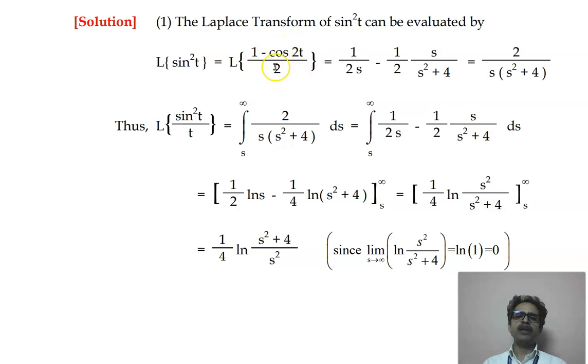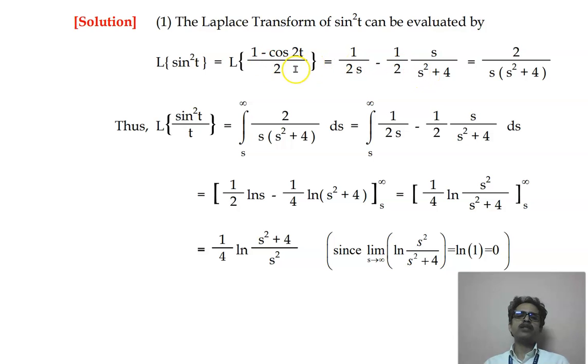Then you can split this ratio in two terms, 1 upon 2 minus 1 upon 2 cos 2t. So you will find here two terms in the bracket. Laplace of these two terms will be very easy. Apply the linear property, apply the first table to find the Laplace transform. In the first term, 1 upon 2 will come out, and Laplace of 1 became 1 upon s. That is, Laplace of the first term is 1 upon 2 into 1 upon s, that is 1 upon 2s.